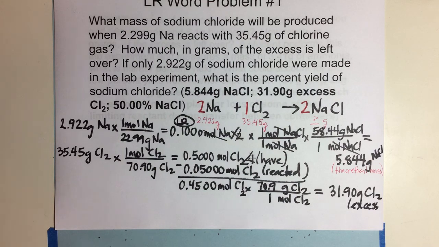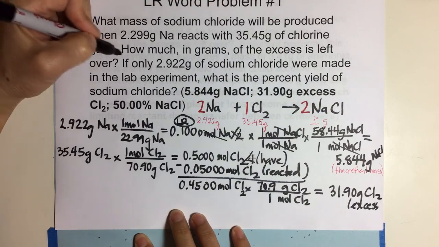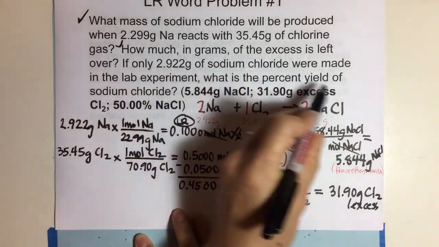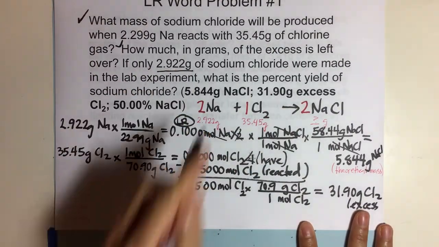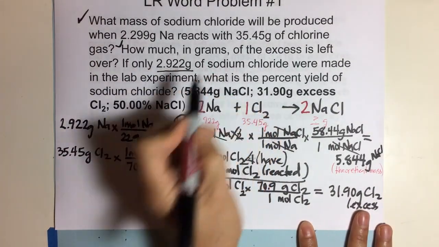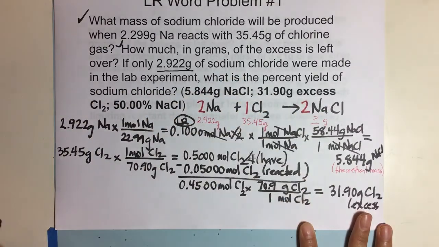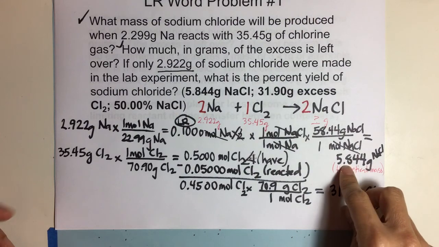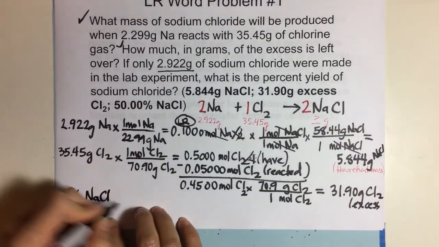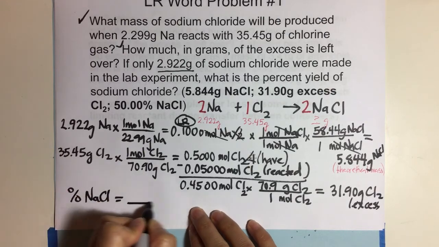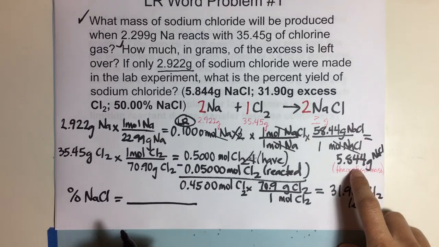And so the last part is, if you think about it, I've got this done, now I've got this done, now I need to figure out the percent yield. And it tells me if only this amount of sodium chloride, which is my driving force, were made in the laboratory experiment, what is the yield? Well, theoretically, I should form this amount. So this is the percent yield of sodium chloride, and experimentally, I should form this amount. So this is my experimental mass, this is my theoretical mass.